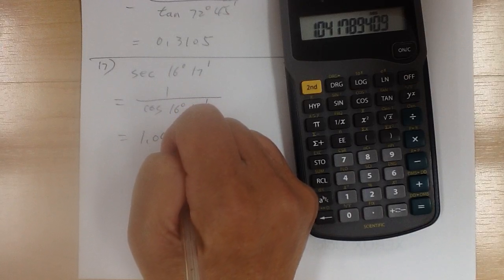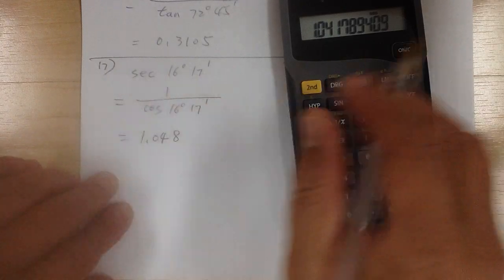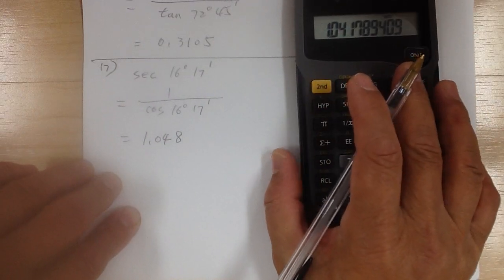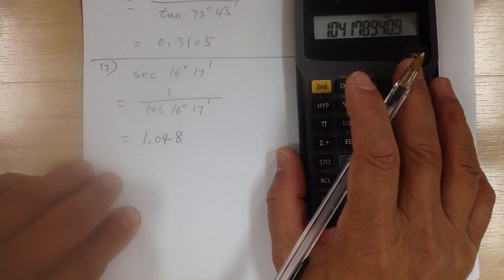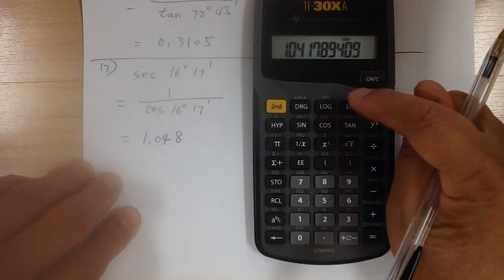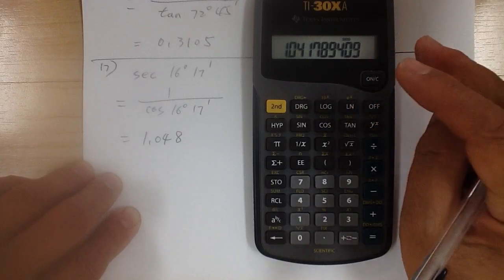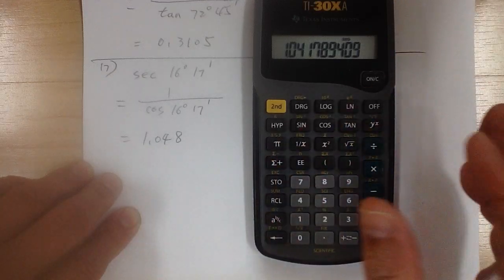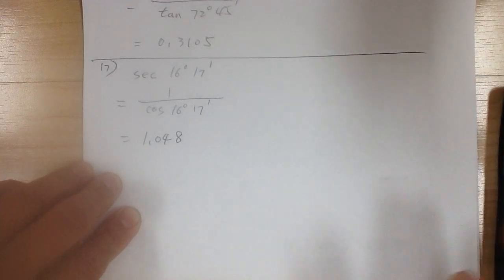Okay. Now, if you check your answer with the answer in the book, it is going to be slightly different because we're using a calculator. The answer is more accurate. The answer from the book, they use the table. With the table, they have to use interpolation, so it's going to be slightly off. Okay.